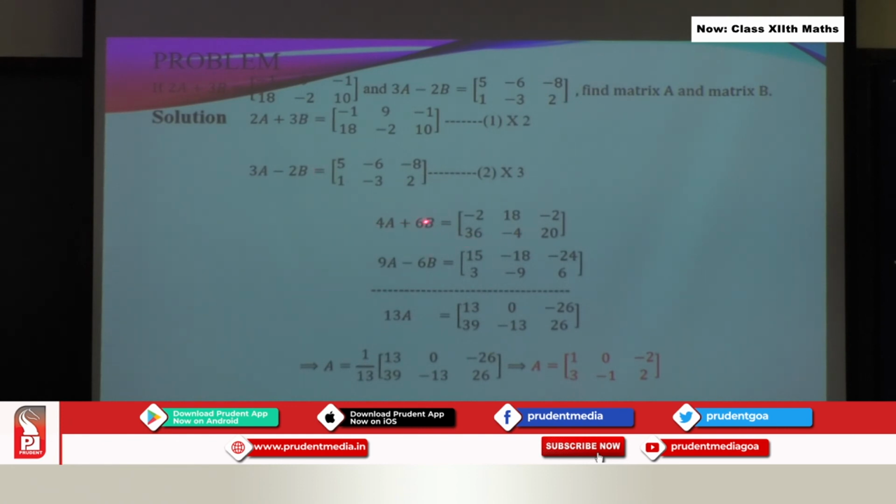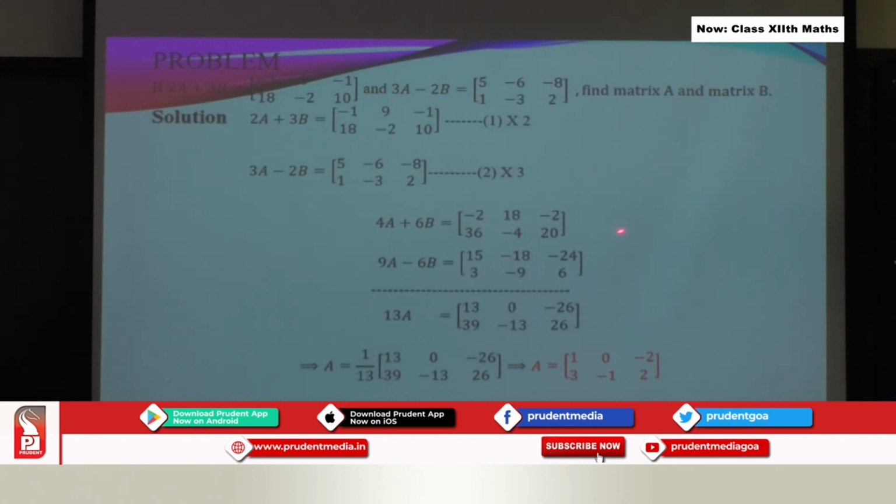Look at this. Here see, I want to cancel this. So B I need to cancel, so I multiply 2 here, I multiply 3 here. So when I multiply 2, this 2 gets multiplied to the entire equation, 3 gets multiplied to the entire equation, and I get these 2 new equations over here. What happens? Here see, plus 6B will get cancelled with the minus 6B, and I am getting here 4A plus 9A, that is 13A.